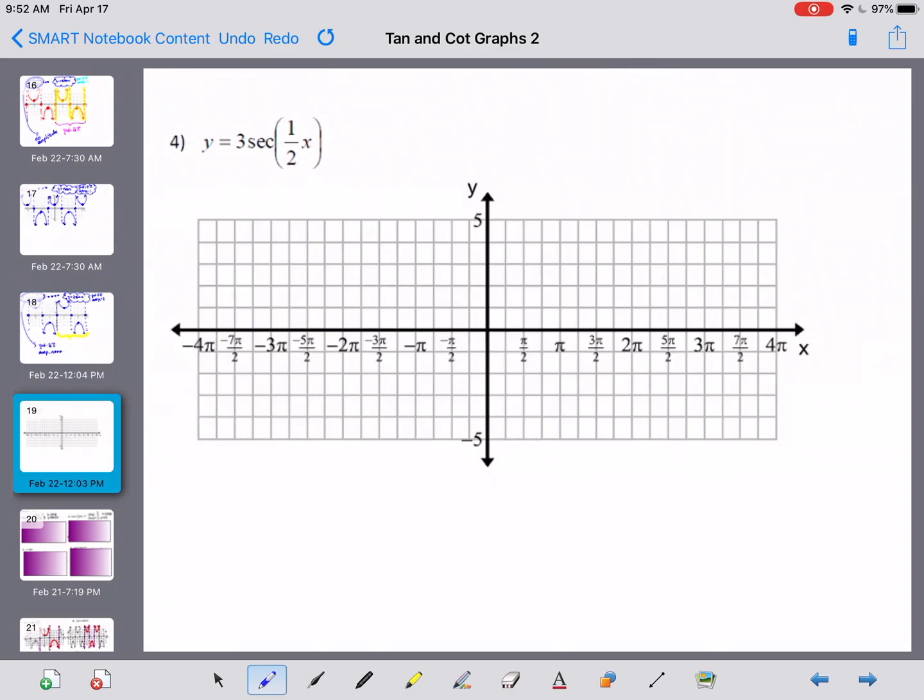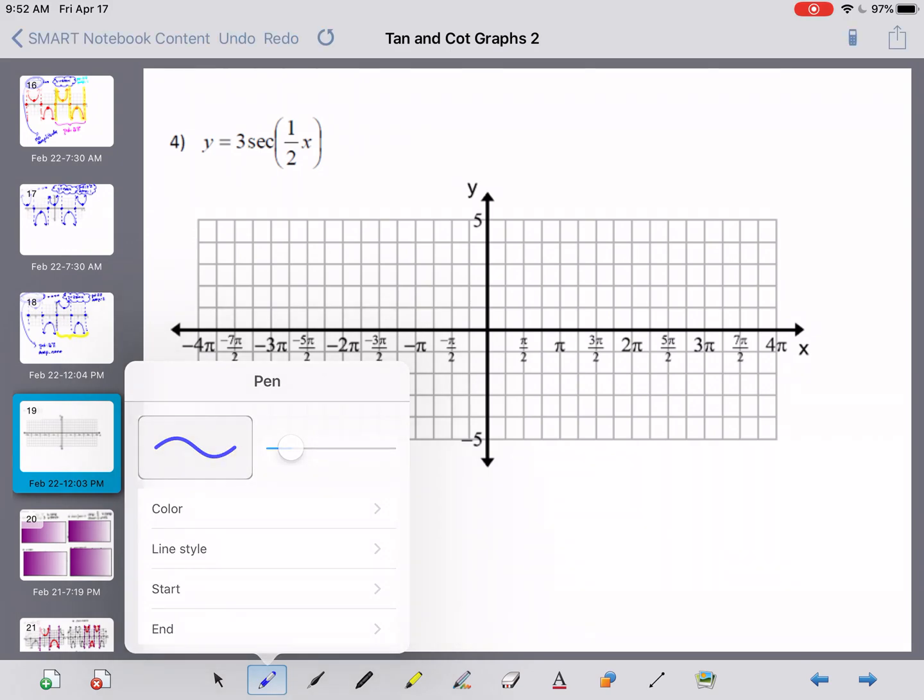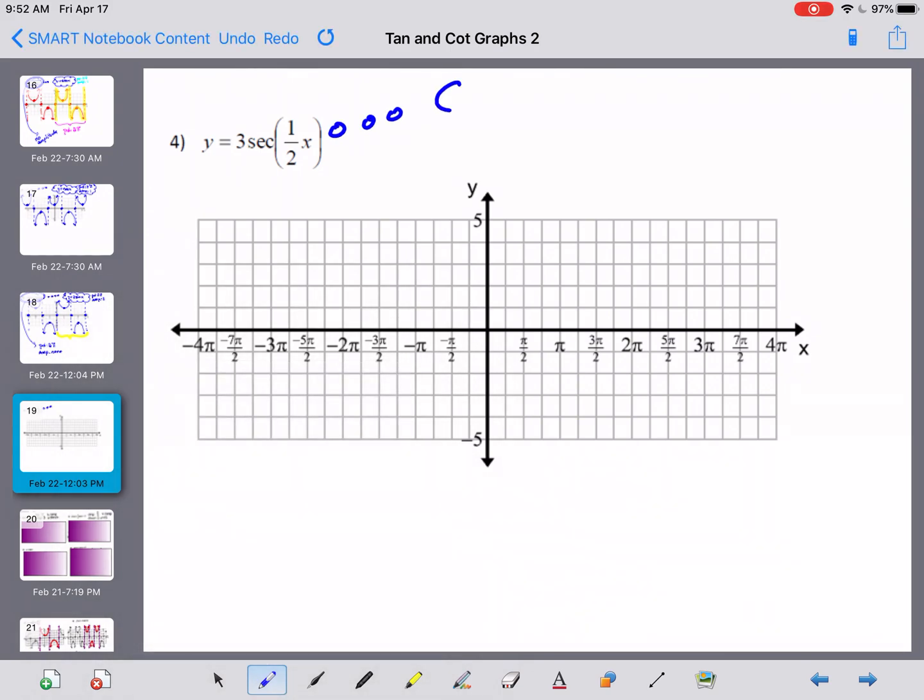All right, last one. 3 secant of 1/2 x. So thought bubble. And if you do thought bubbles on your quiz, it would be helpful if you actually make them thought bubbles, because then I know what that is. Helps me to check your work, give you partial credit a little bit more if you make a mistake. So I'm going to graph this.